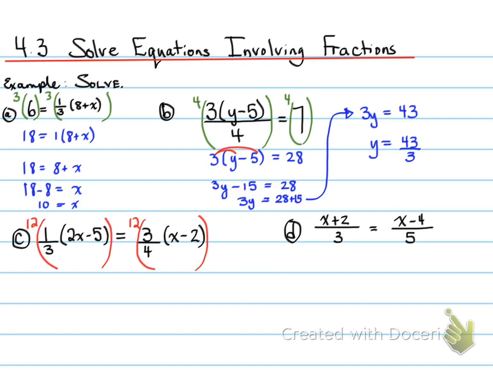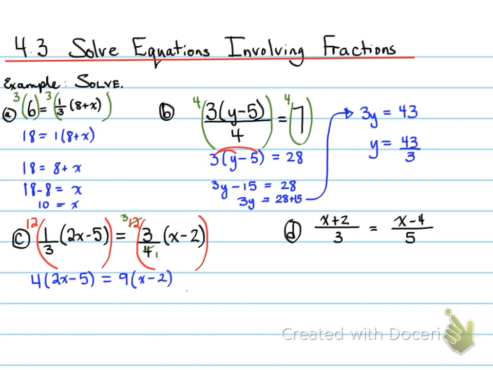So once again, we take 12 divided by 3 and times it by 1. 12 divided by 3 times 1 is 4. 4 times what? 2x minus 5. On the other side, we have 12 divided by 4, which is 3, times 3. 3 times 3 is 9. 9 times x minus 2.